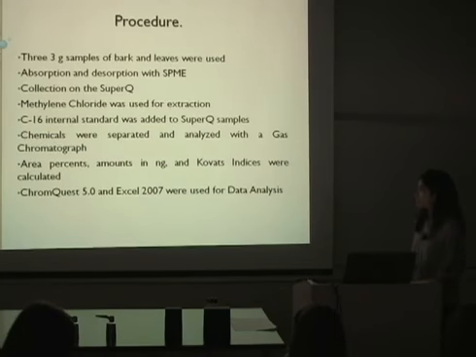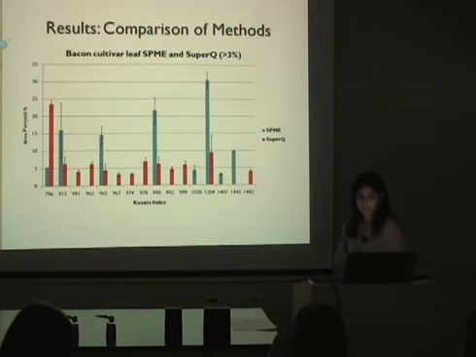And in the case of the super Q samples, the amount in nanograms was calculated, because we were able to quantify the components of the samples thanks to the use of a C16 internal standard. So finally, Conquest 5 and Excel 2007 were used for data analysis.